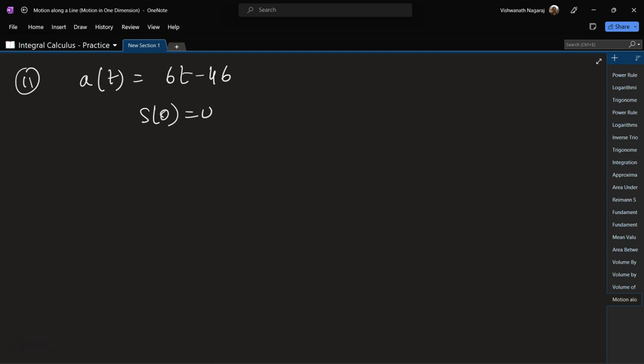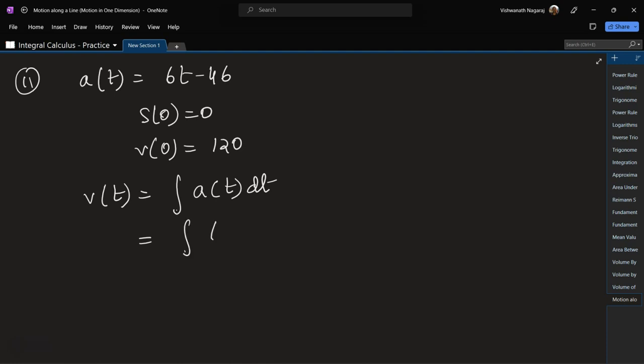Now the 11th one, A of t is equal to 6t minus 46. S of 0 is equal to 0. V of 0 is equal to 120. And again we have to figure out V of t and S of t. So V of t is equal to the integral of A of t dt, which gives us the integral of 6t minus 46, which becomes 6t square by 2 minus 46t plus C1.